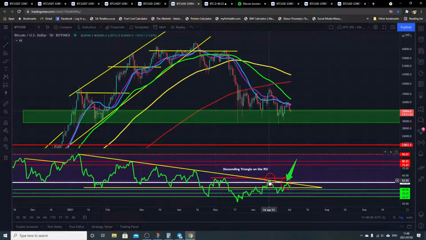Price tried to break out, got rejected. We broke out recently on the 14th of June. We tried to break out again on the 29th of June. We got rejected. Okay, we need to break above this descending line, the top part, and then make a higher high and another higher high above there.